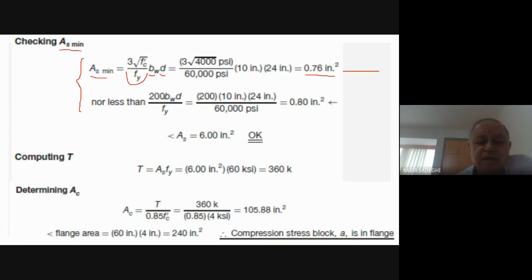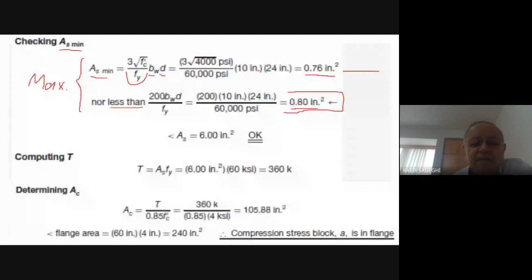0.76 inches square, but it should not be less than this value, which is another control. Therefore, we are given another value. When it says not less than this value, it means that if you calculate two values, you consider the maximum value of them. Don't make a mistake. The maximum of these two is selected. The maximum between 0.76 square inches and 0.8 square inches, we select this one as AS minimum.